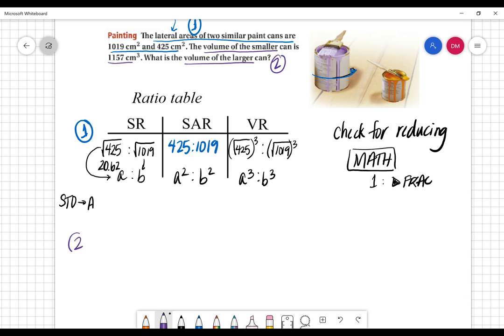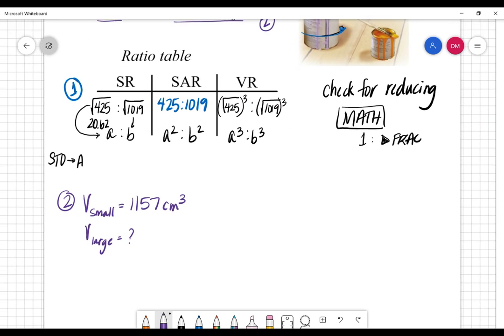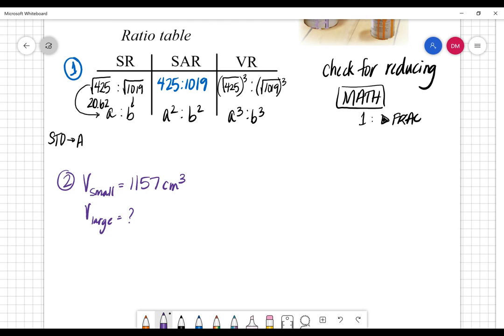Step 2, I know that the volume of the small is equal to 1,157 centimeters cubed, and I want to figure out the volume of the large. I don't know what that is. But again, we're going to bring back what we've learned in our previous units, and we're going to write a proportion. So this is why we needed that ratio table. If I'm trying to find a volume, I am going to use the volume ratio in my proportion. That's why I wanted to do all of this as step one, so I could make sure that I use the correct ratio.